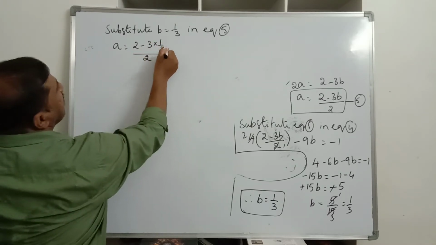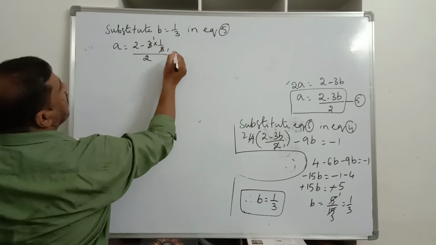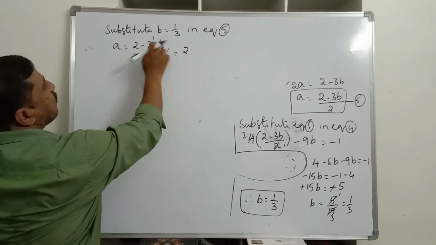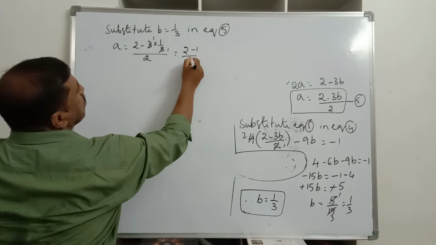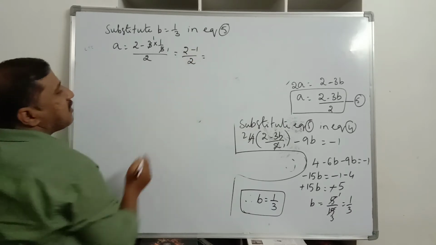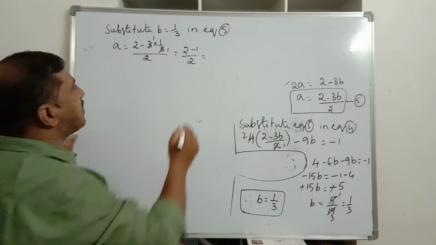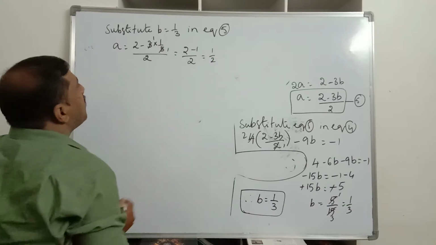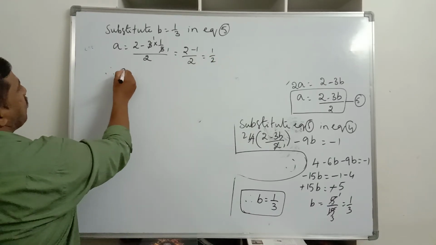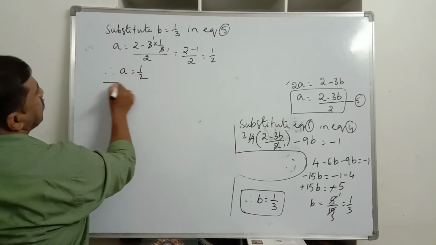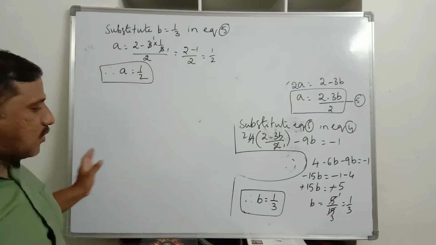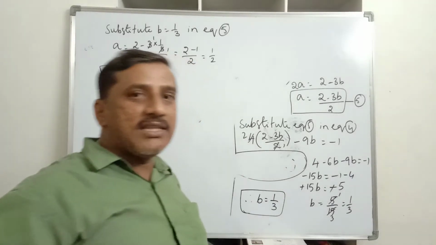That is, 3 ones are 3, we got. That is 2 minus 1, which is equal to 1 by 2. That is, 2 minus 1 is equal to 1 by 2. Therefore a is equal to what? We got 1 by 2. a is equal to 1 by 2 and b is equal to 1 by 3, we got.